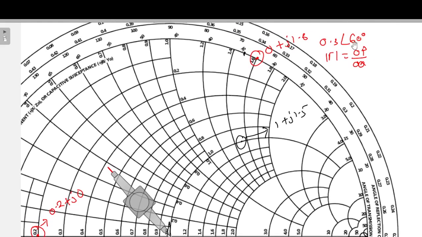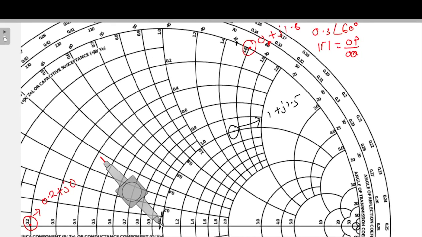It is saying 60 degrees. So you can see 60 degrees is here, right? So now I need to draw one line from the center through the 60 degree mark. Now this line represents the reflection coefficient line for which the angle is 60 degrees.